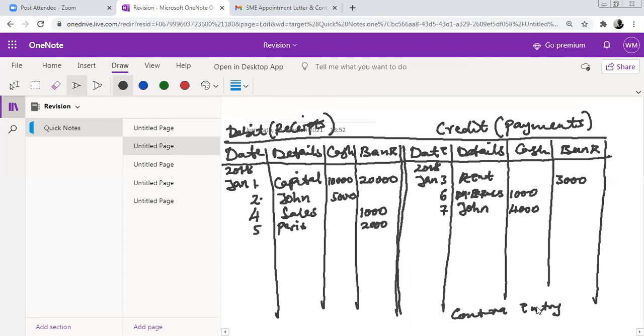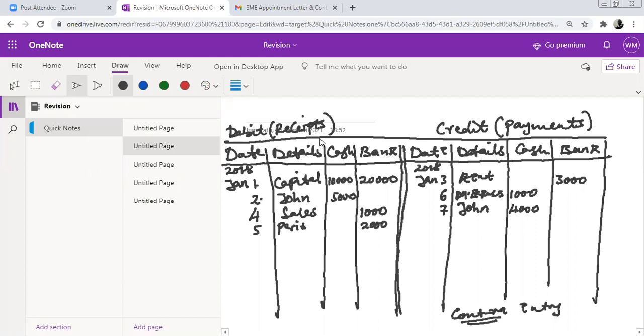We are changing it from cash to the bank, or we are transferring money from the bank to cash. Such kind of a transaction is known as a contra entry. As a business, we have not received any money and we have not paid out any money. So money has only changed the destination within the business. So it is going to affect both the payment side and the receipt side at the same time.